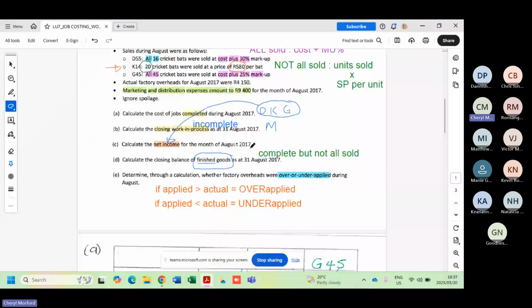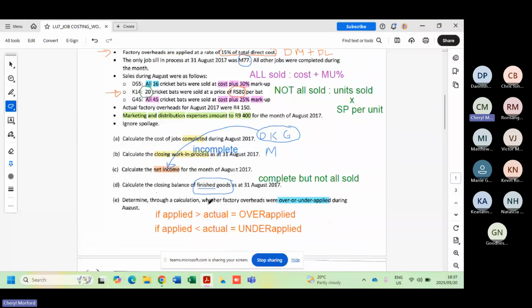Then the last thing, we have to work out if our overheads were over or under applied. So all we've got to do here is check the question for the actual. And have we got that? We do. It's this one here. It says actual overheads for August were 4,150. So we take that as a given. Now it's up to us to sort out the applied ones.